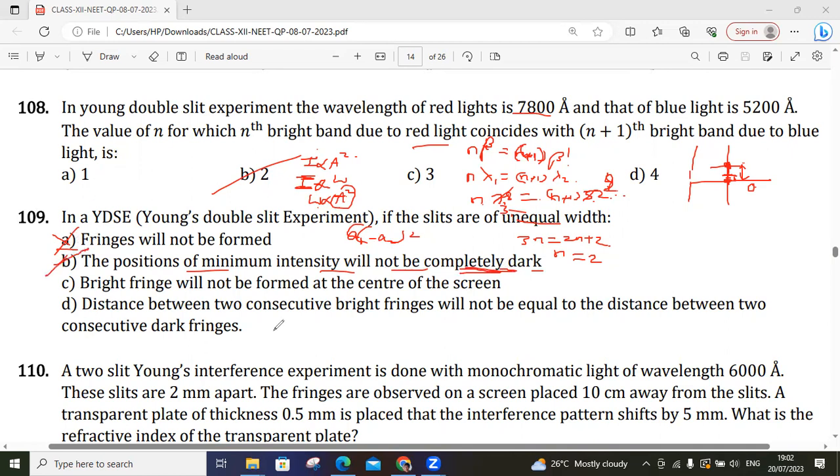Bright fringes will not be formed at the center of the screen. No, a bright fringe will be formed, because the path difference is 0, so they will interfere constructively, but intensity will not be 4 I naught, but proportional to A1 plus A2 whole square. The distance between two consecutive bright fringes will not be equal to the distance between two consecutive dark fringes. No, it will be equal. Beta will have some value, so this is wrong.